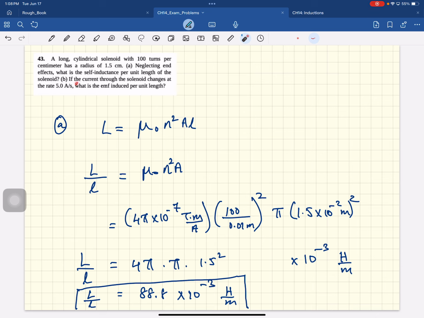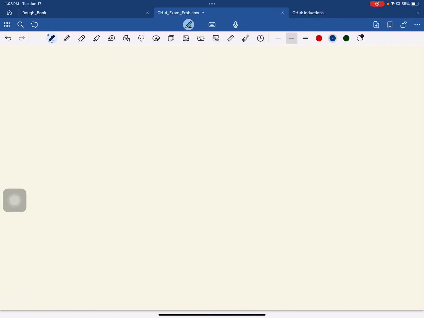Now part B says, if the current through the solenoid changes at a rate of 5 amps per second, what is the EMF induced per unit length? Okay, so the EMF is L di by dt. So the EMF induced per unit length is minus L over l times di by dt. Why is this information useful? Long coaxial cables will have inductance. So they want to know what is the EMF per meter, what is the inductance per meter, and so on. So that's why this kind of stuff is useful.